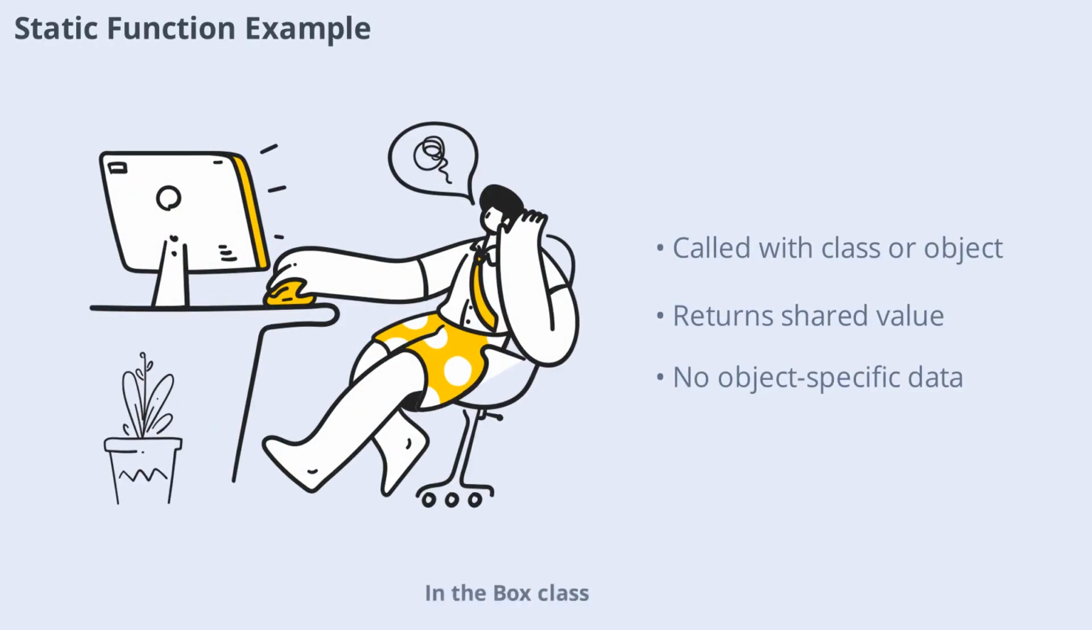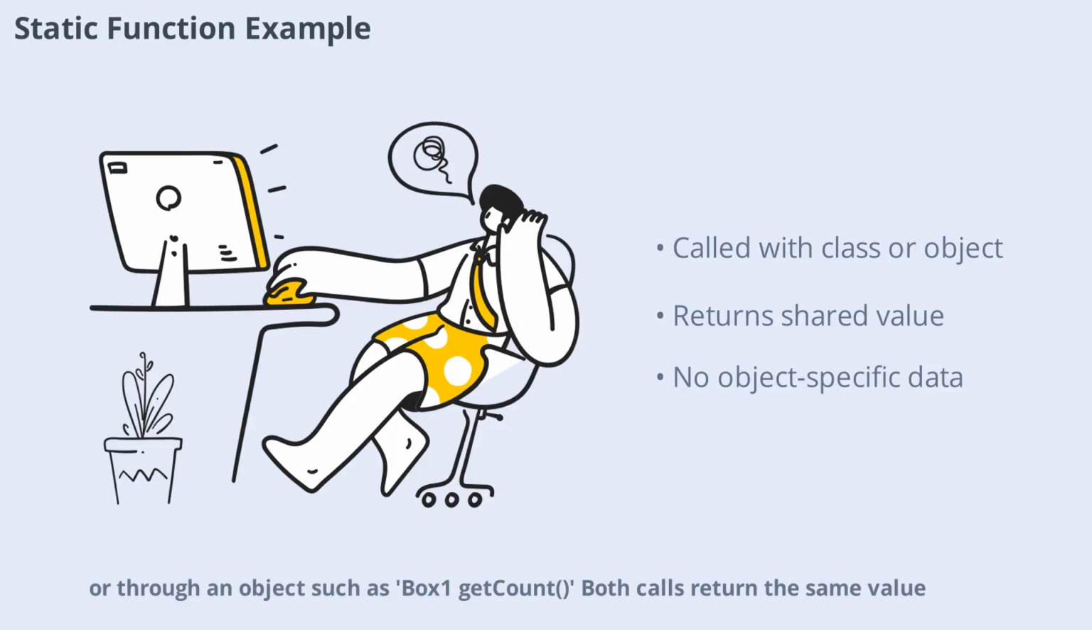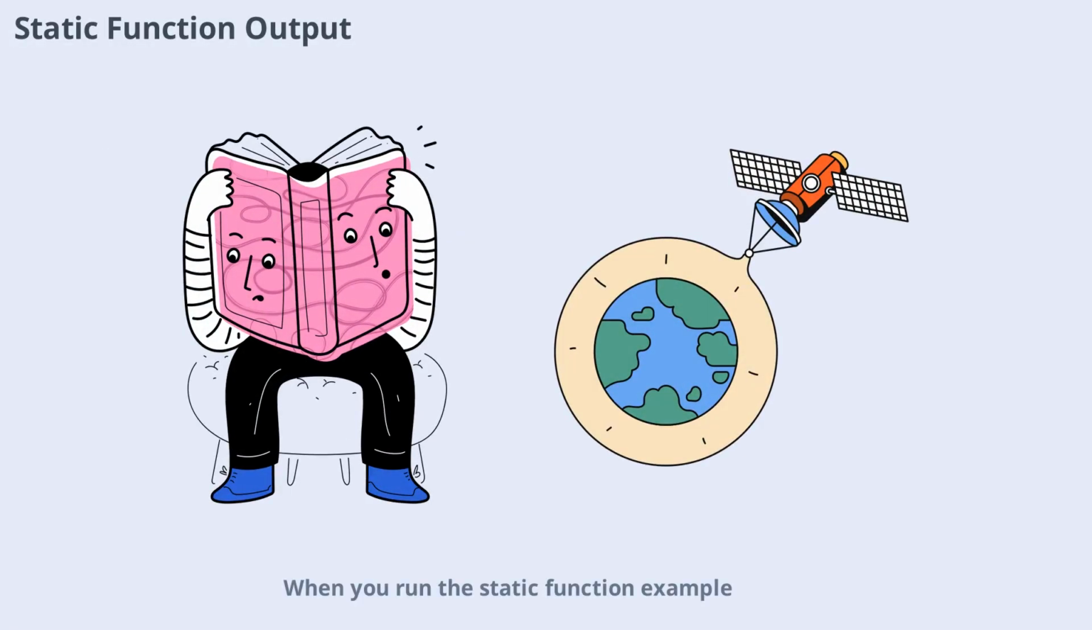In the Box class, a static function called getCount returns the value of objectCount. This function can be called using the class name like Box::getCount, or through an object such as box1.getCount. Both calls return the same value since getCount operates on the static objectCount variable. This approach is especially useful for retrieving class-wide information without needing to create unnecessary objects. When you run the static function example, you'll see that calling getCount before creating any objects returns 0. After creating two Box objects, getCount returns 2, whether you call it using the class name or an object. This demonstrates the independence of static functions from specific objects and their ability to provide class-level information at any time.